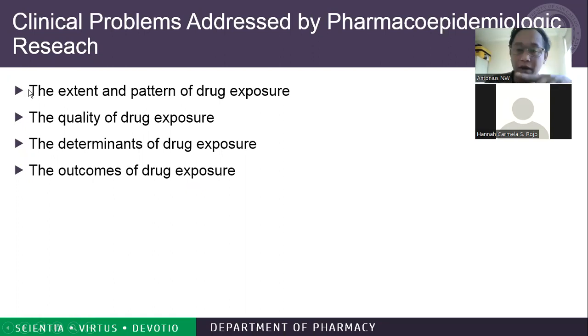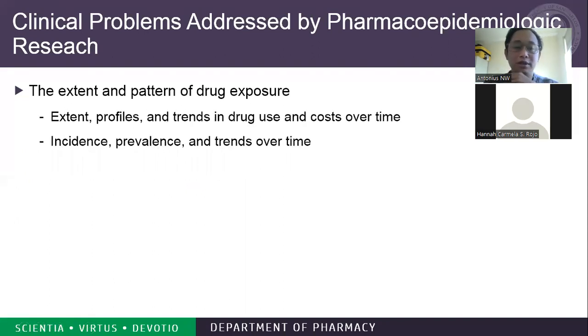Let's see one by one. So drug utilization research can study the extent and the pattern of drug exposure. So we want to know, for a particular drug, for example, the corticosteroid.